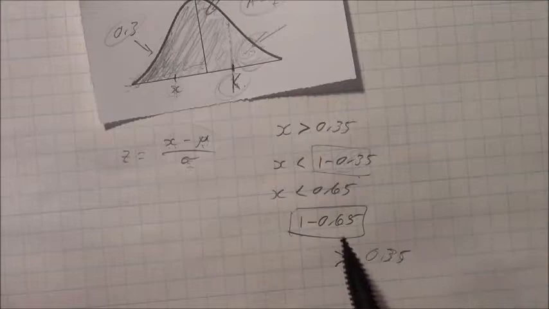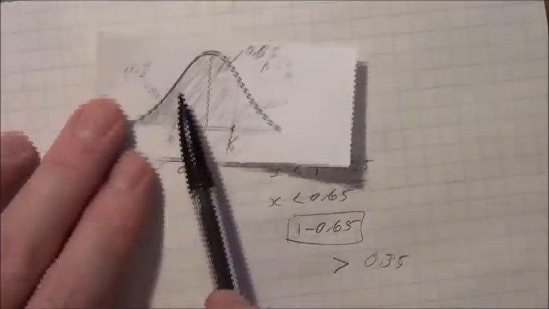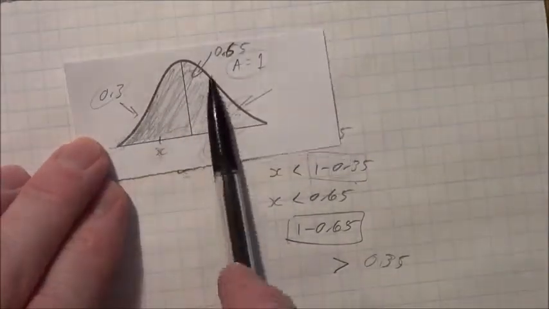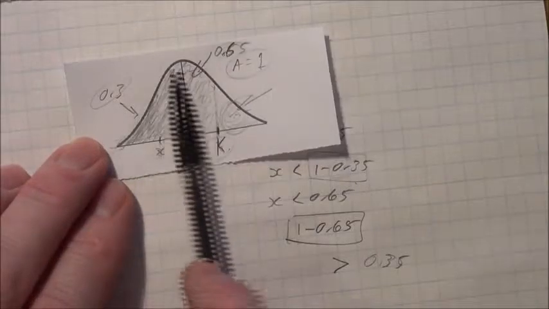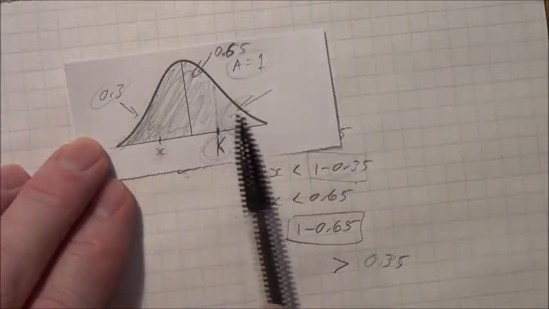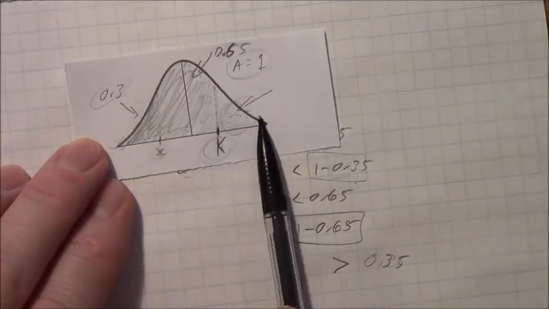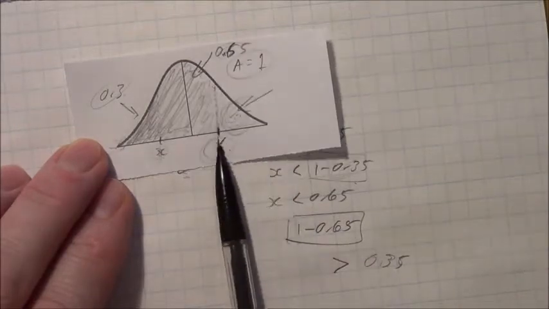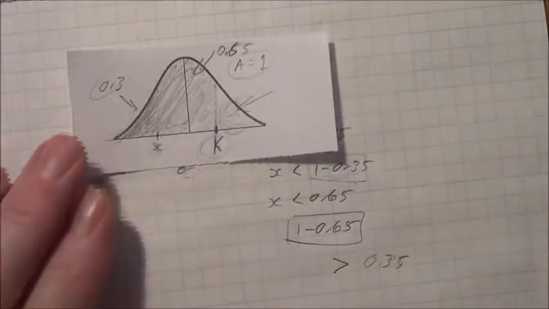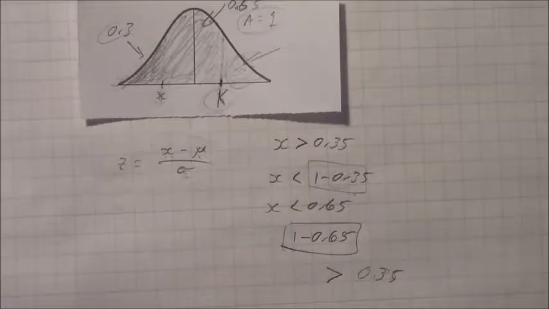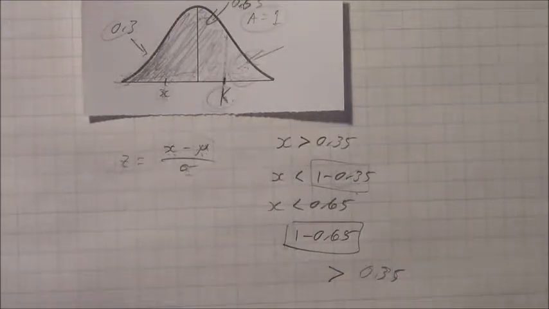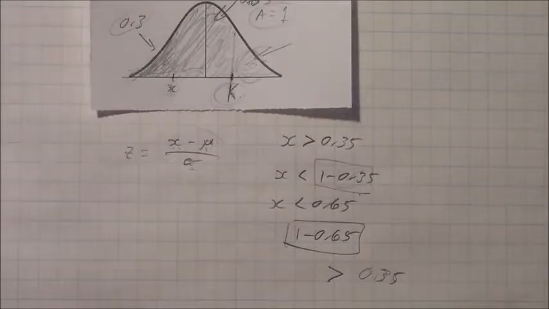So we take what we know to the left of this value, subtract that area from 1, and that gives us the area or probability to the right of the value we're looking for. Okay, we're going to take a quick look at an example, and we'll see how all this works.